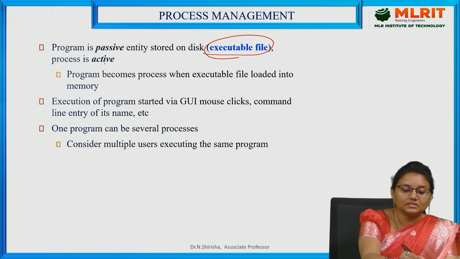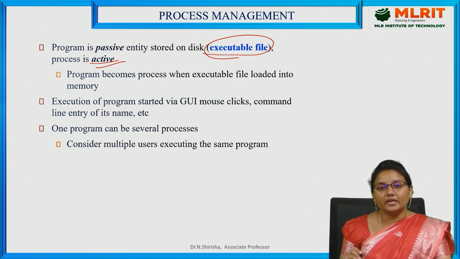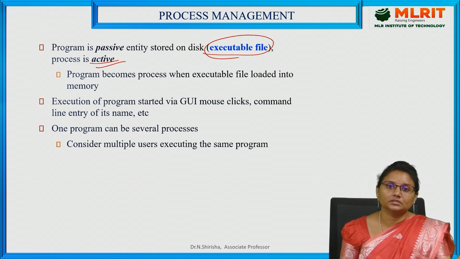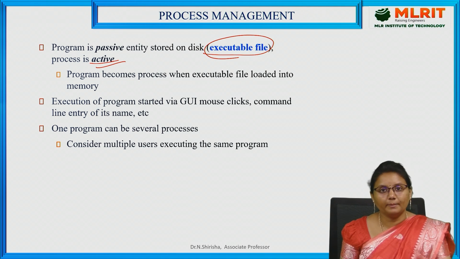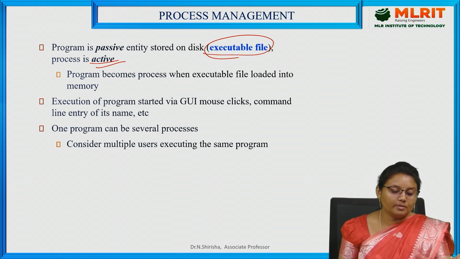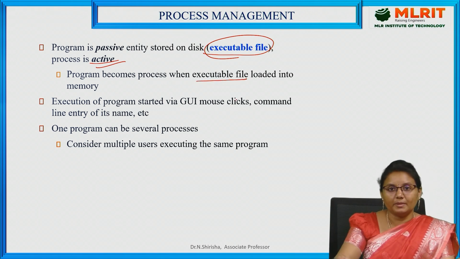Whereas process is an active entity. You are executing the program, that is a process. Execution of a program is a process, whereas a program generating an executable file is a passive entity. There's a difference between the process and the program, and a program becomes a process when the executable file is loaded into the memory.